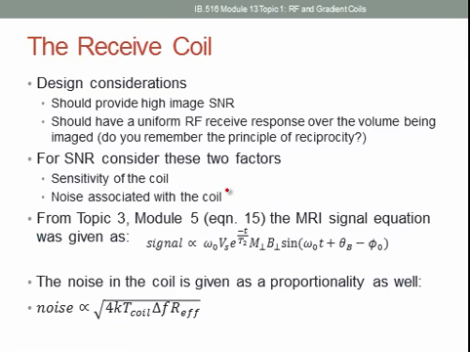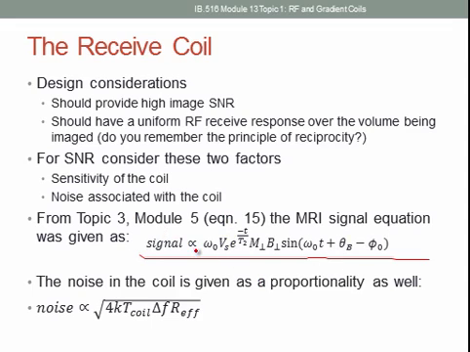Now a little bit about the receive coil. The receive coil, of course, should provide good SNR. It should have a uniform receive response over the volume that we're imaging. Remember, if you want to go back to the principle of reciprocity, that's very important. For SNR, you have to consider two factors: how sensitive the coil is to the spins, and the noise associated with the coil. If we go back to topic 3 of module 5, I wrote this signal equation down, and this is just here to remind you what this is.